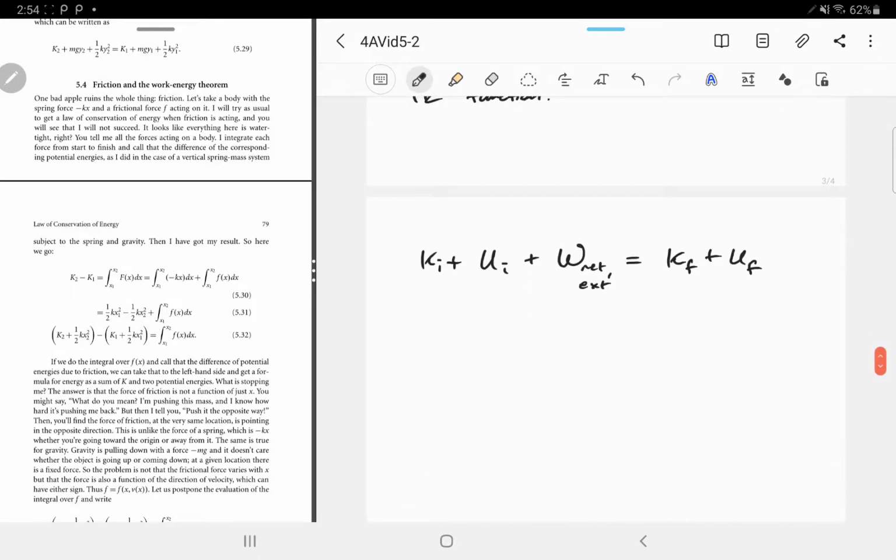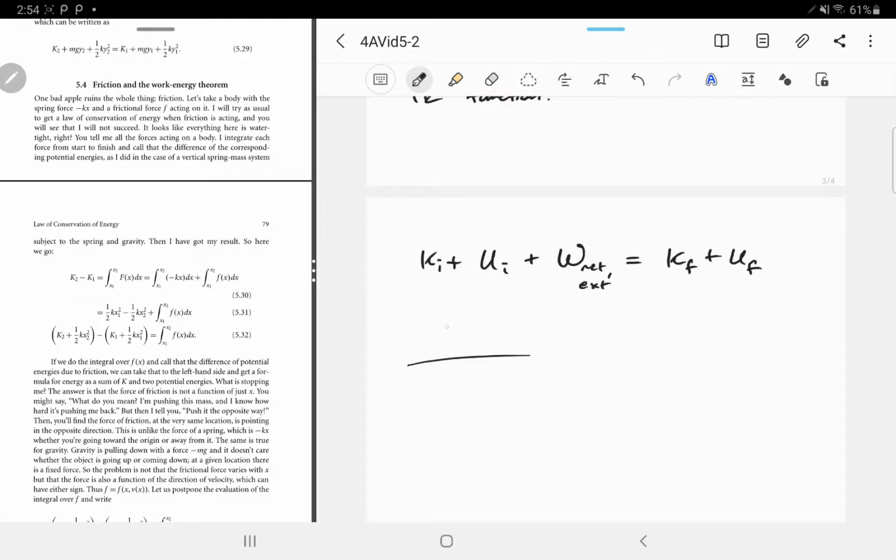So you might say, well, what about the work energy theorem? I thought the work energy theorem says the change in kinetic energy is the work on the system. So what are these extra things, U? Well, the best way to think about this is our system will include everything involved in the potential energies here.